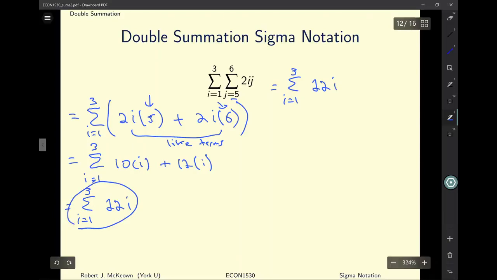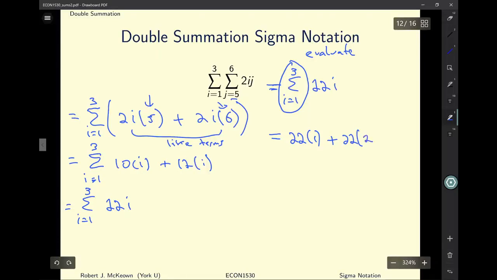Now I copied this and I just put it up there to give myself a little more room. We know that this thing here is equal to that expression, left-hand side equals right-hand side. And now all I need to do is evaluate this thing. So we're going to evaluate our last index i. And when I do that, I'm just going to start with i equals 1. So I've got 22 times 1, plus 22 times 2, plus 22 times 3.